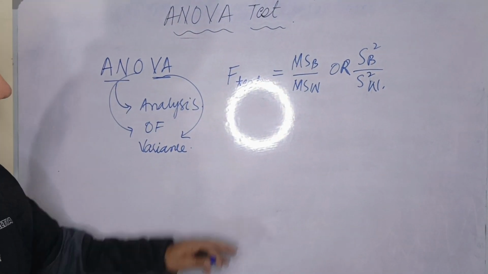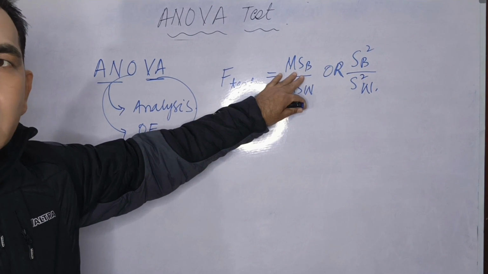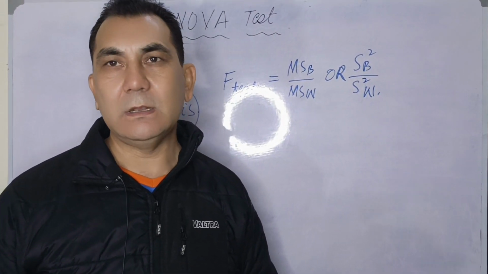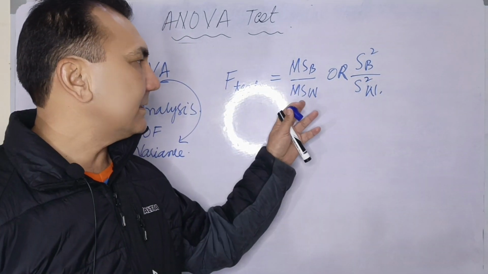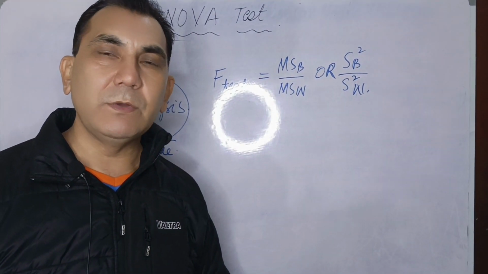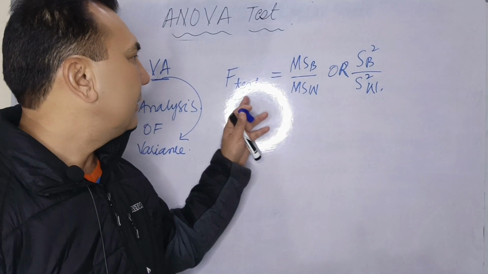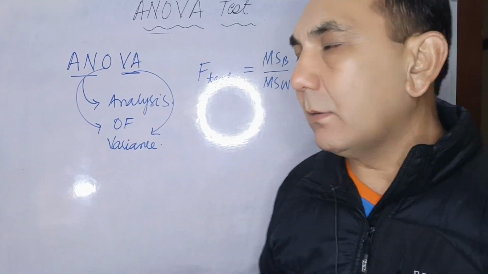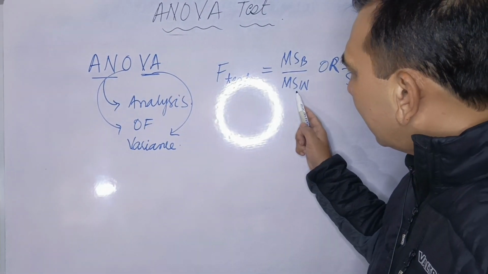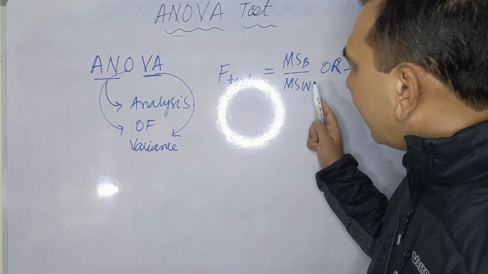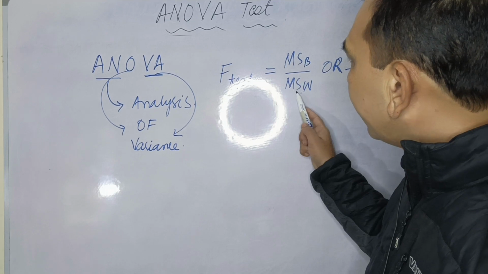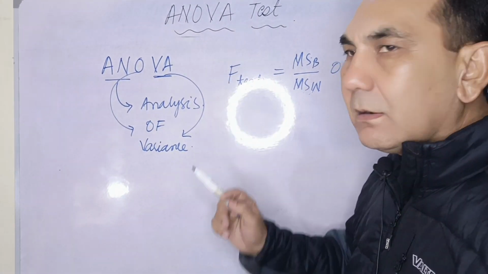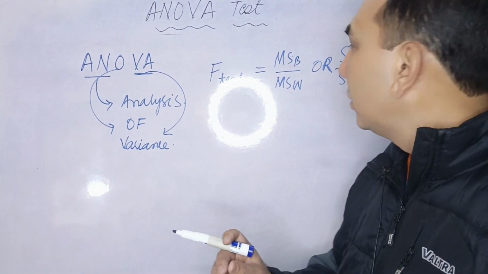If the mean square between the groups is a larger quantity compared to the mean square within the groups, then your F-test value will come out as a larger number. If the mean square within the groups is greater compared to the mean square between the groups, then your F-test will be a smaller number.